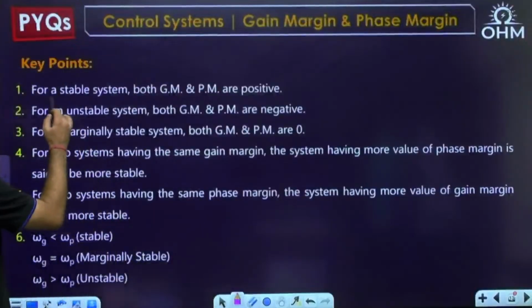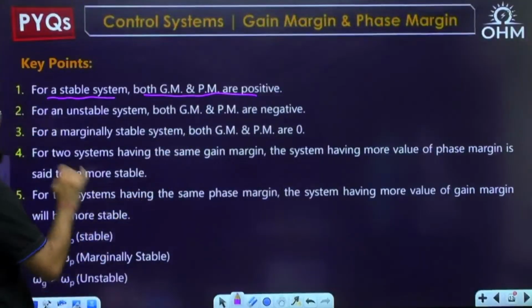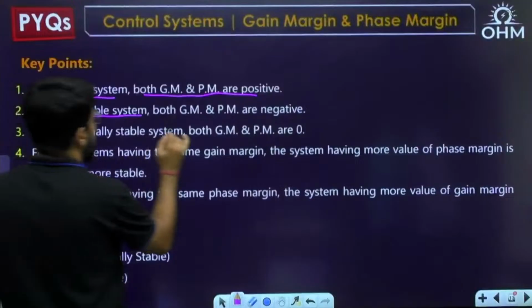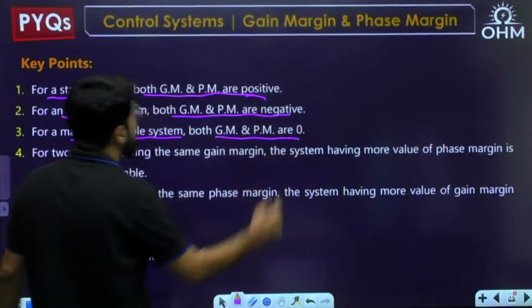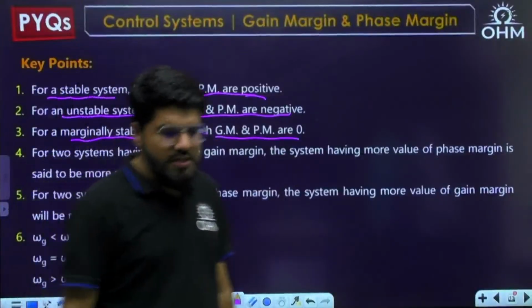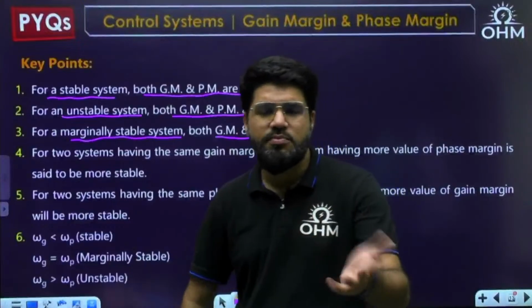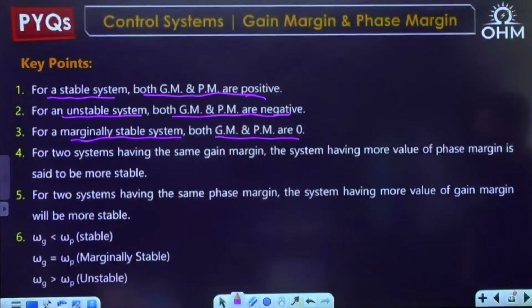For a stable system, both are positive. For an unstable system, both will be negative. For a marginally stable system, both are 0. That means both are of the same sign. If the system is stable, both are positive; if unstable, both negative. It can never be that one is positive and one is negative.